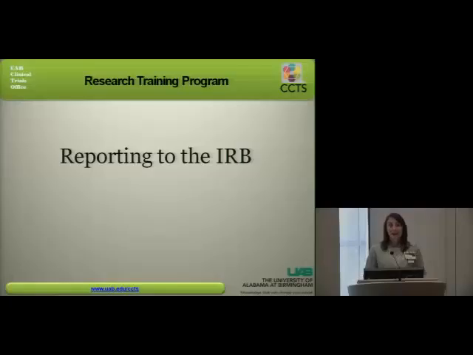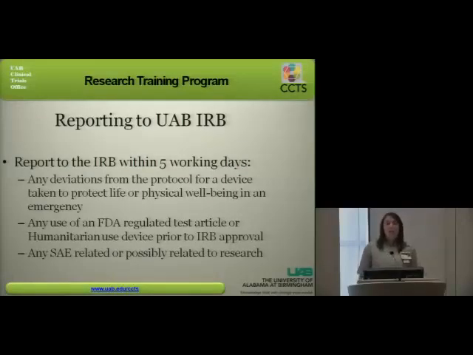Now, reporting to the IRB. When we're reporting to UAB's IRB, we're to report to the IRB within 5 working days any deviations from the protocol for a device taken to protect life or physical well-being in an emergency. You want to report to the IRB within 5 working days any use of an FDA-regulated test article or humanitarian use of a device prior to IRB approval. And you also would report to the UAB's IRB within 5 working days any SAE that is related or possibly related to the research.